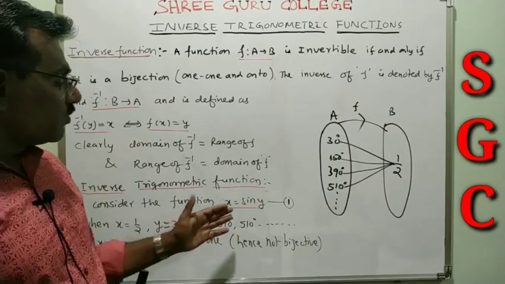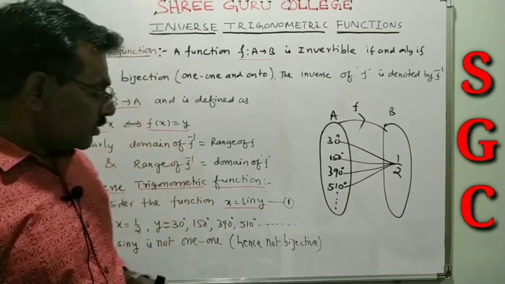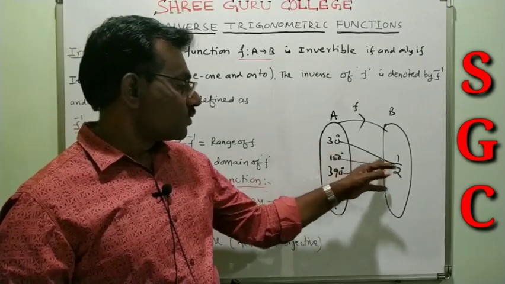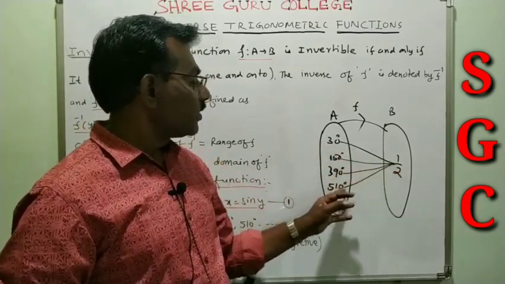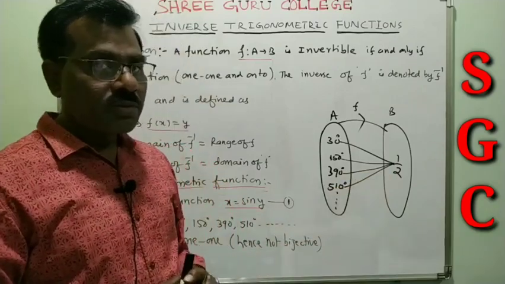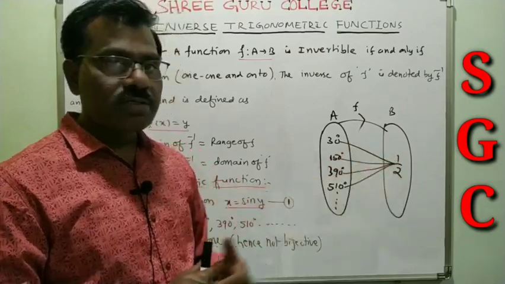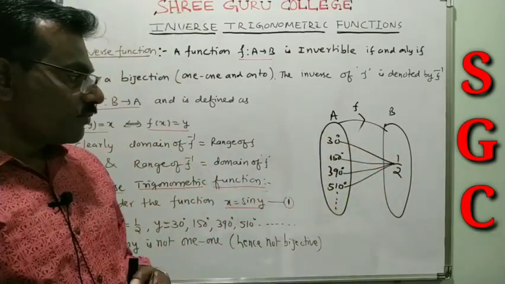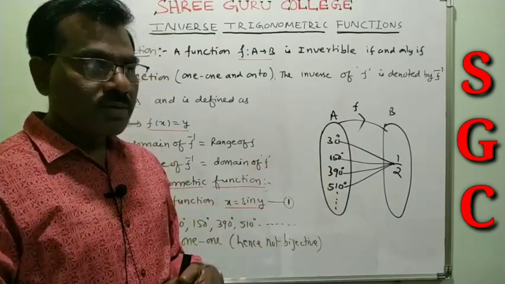How many values of y are satisfied? Infinite number of values. So 30 degrees gives 1 by 2, 150 is 1 by 2, 390 also 1 by 2, 510 is 1 by 2. These are all values of y, and this is x. For x value 1 by 2, the y value is 30, 150, and so on. So there are infinite values of y.